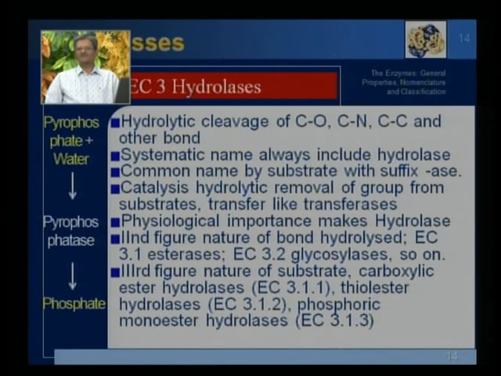The common names used for this type of enzyme always end in ASE. Enzymes ending with the name ASE are mostly hydrolase type of enzymes. This kind of enzyme is able to carry out hydrolytic removal of groups from the substrate, and maybe they are also able to transfer it to another compound, and in that way they are very much similar to the transferases of the group which we have studied previously.